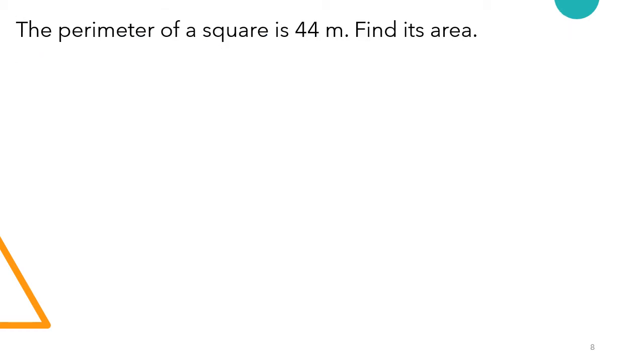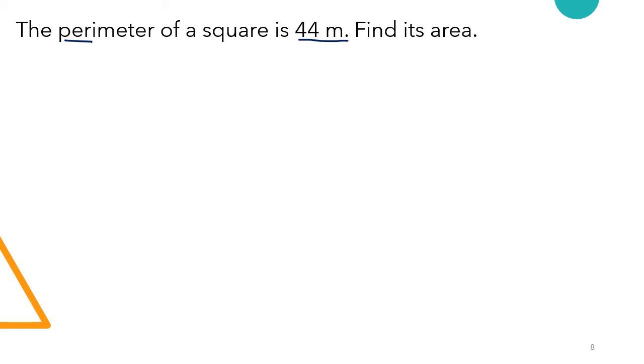Next question is, the perimeter of a square is 44 meter. Find its area. The perimeter of a square is given to us. We have to find the area of that square. But we can find the area if we know the side of the square. So firstly we have to find what is the side of the square.